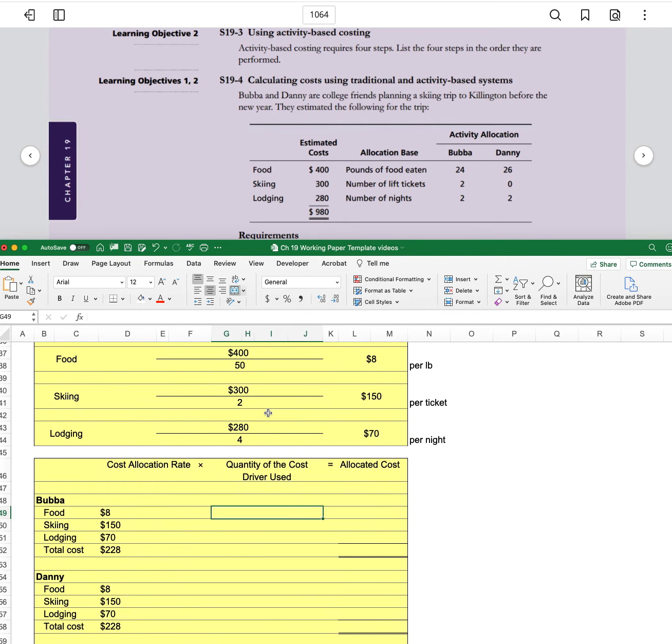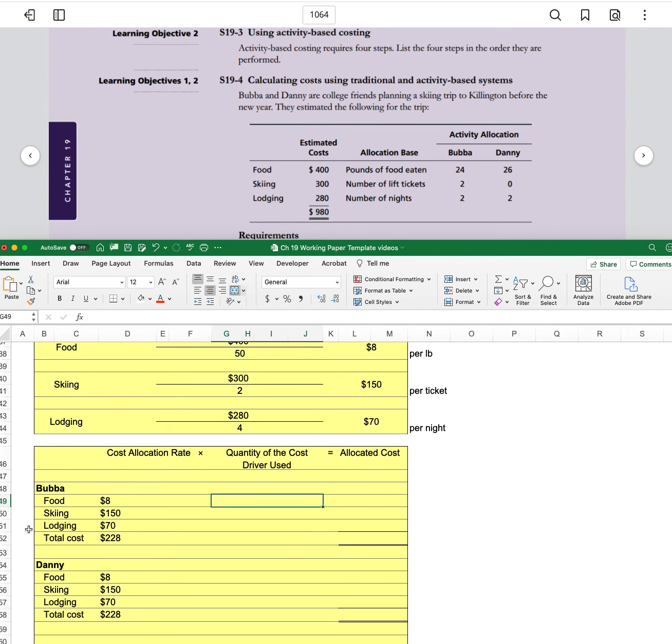Now we can plug this information in. For food, we have 24 as the cost driver, 24 pounds for Bubba, 2 tickets for Bubba, 2 nights for Bubba. For Danny, we have 26 pounds of food, 0 ski tickets, 2 nights of lodging.